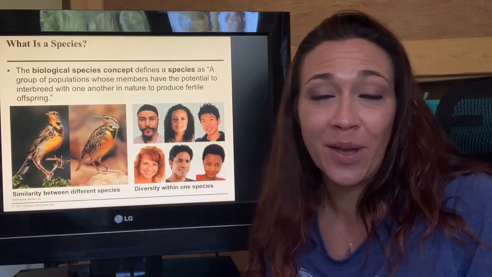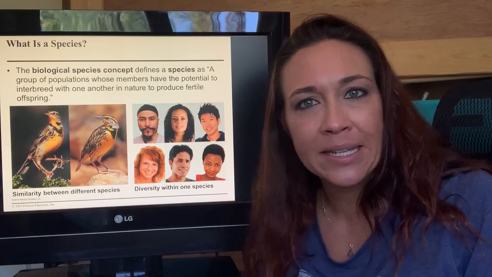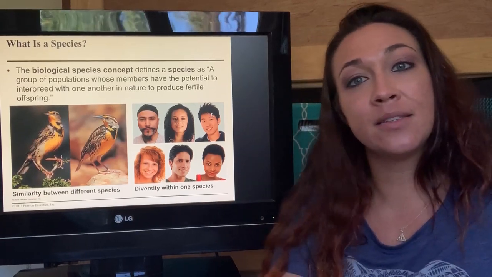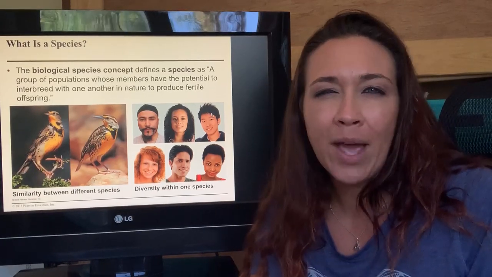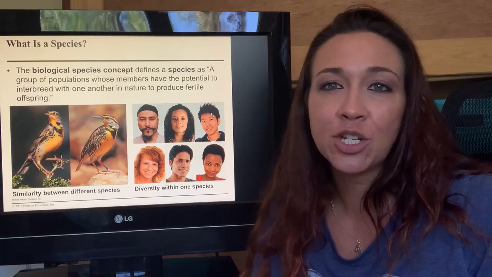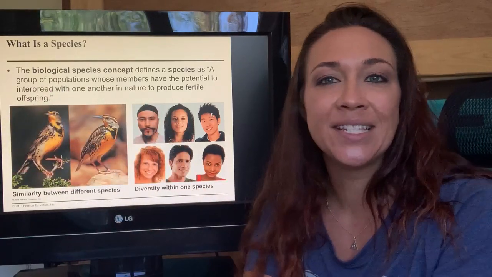Now, the only thing we can't do this with is things that aren't a species. So remember, I kept telling you we need to break these things down into species. Well, if you don't have a species, then this actually won't work. And this is known as the biological species concept.